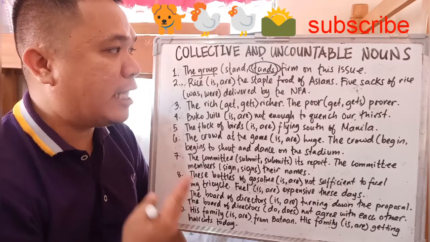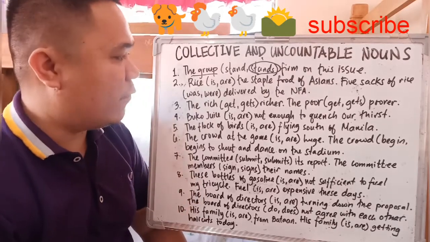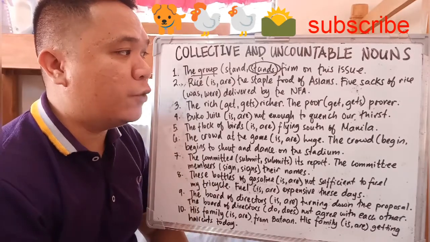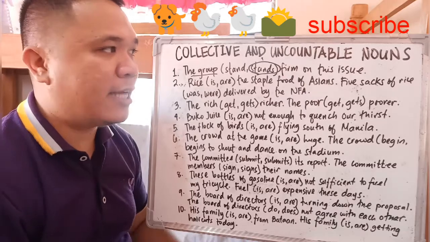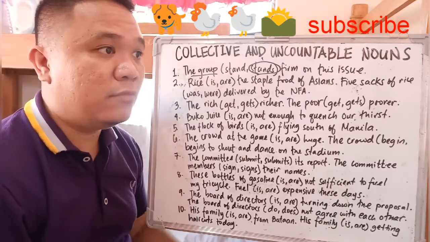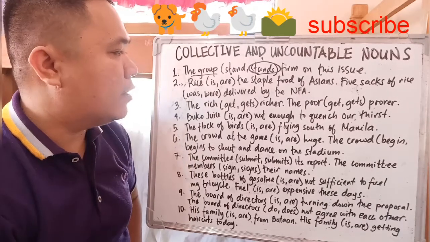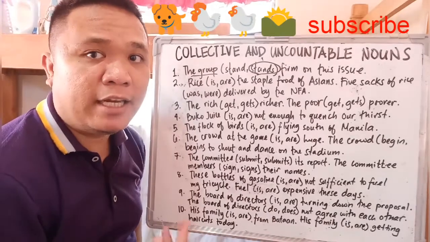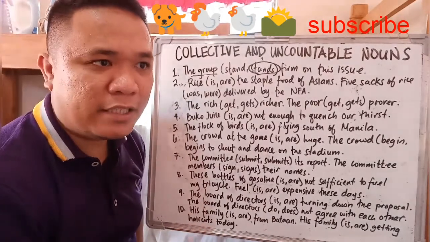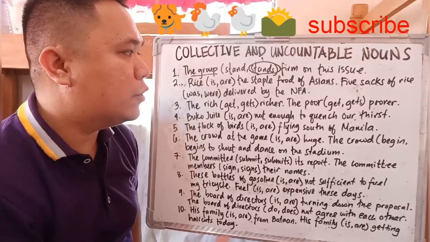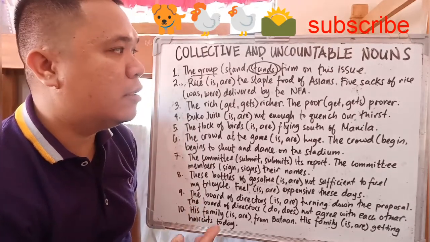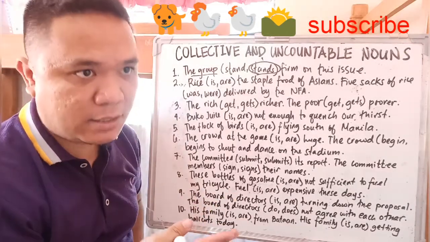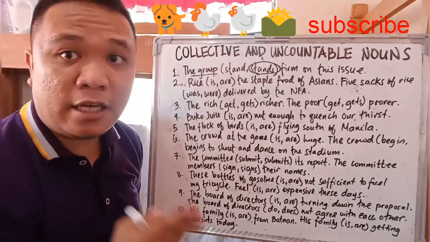Rice are the staple food of Asians. 5 sacks of rice were delivered by the NFA. NFA in the Philippines is the National Food Authority, where sacks of rice are delivered to different cities, right? So rice is not a collective, but it is considered an uncountable noun because there are too many of them. The grains, there are much of them. So once an uncountable noun is used in the sentence without a unit, for example, sacks, it is singular.